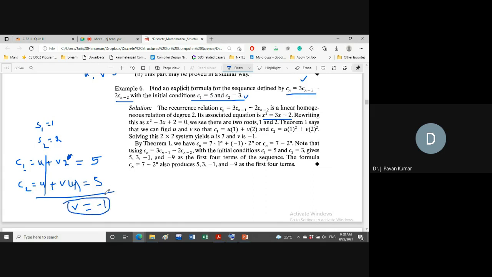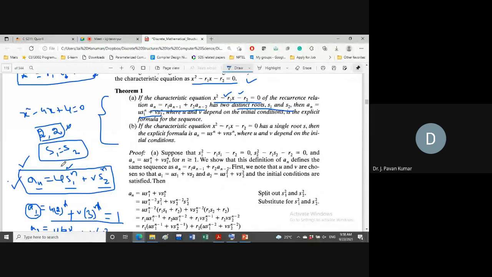If we substitute this particular v value in any of these two, then we will be getting u value as 7. Now we have obtained the values of S1 and S2 and the values of u and v. Now by using this particular formula, an is equal to u into S1 power n plus v into S2 power n. This is there in this particular theorem itself. An is equal to, what is the formula? U into, what is the value of u? 7. Then what is S1?